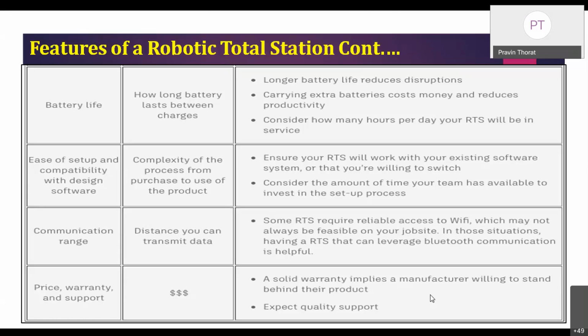Accessories required for price, warranty, and supports. A solid warranty implies the manufacturer is willing to stand behind their product. Expect quality supports for any type of maintenance.